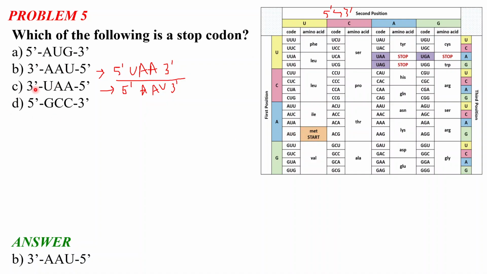I think you wanted to say that UAA is the stop codon, but you have to think about the ends. This 3 prime UAA 5 prime actually denotes 5 prime AAU 3 prime, and it codes for asparagine. It is not a stop codon. The stop codons will be 5 prime UAA 3 prime, 5 prime UAG 3 prime, and 5 prime UGA 3 prime. Okay, these are the stop codons.